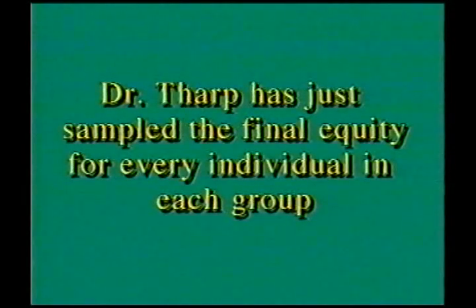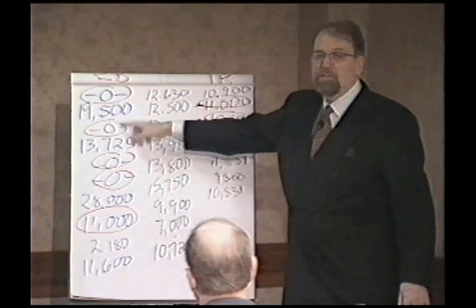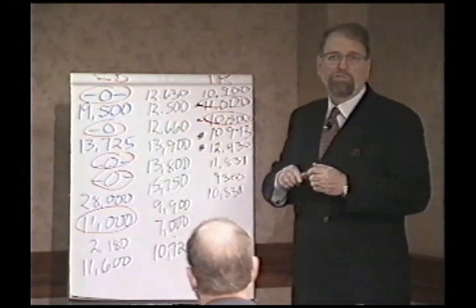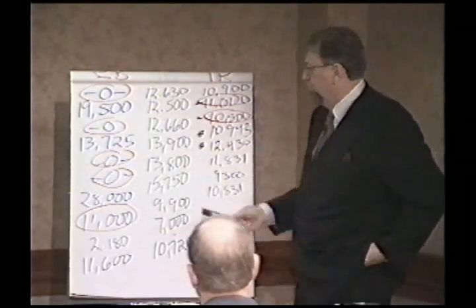Dr. Tharp has just sampled the final equity for every individual in each group. Notice almost everyone will have a different equity. In addition, those equities are influenced by the group objectives. We only had one duplicate except for the zeros. You know, almost 30 people in this room playing the game. And look at the distribution.